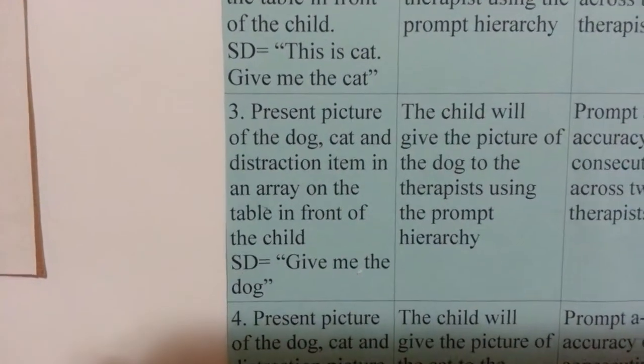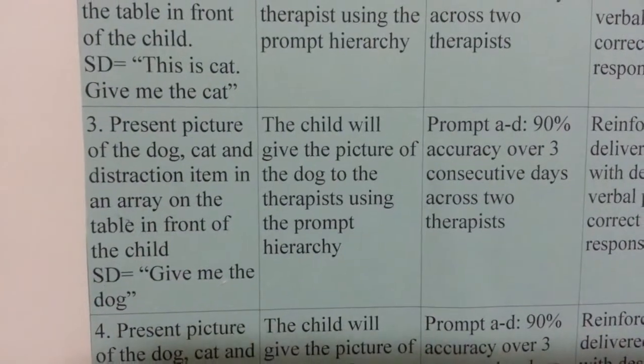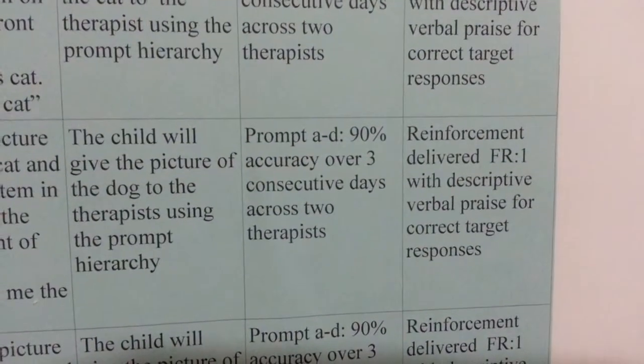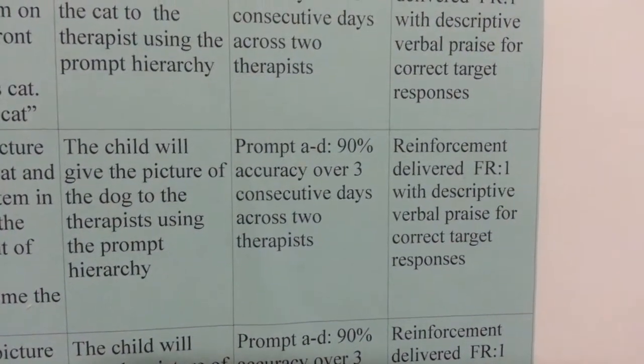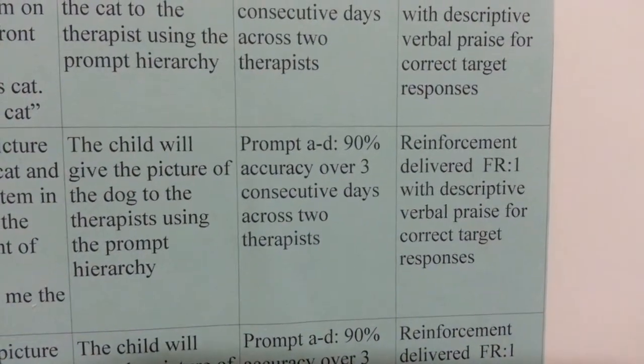The SD for this step is, "Give me the dog." The child will give the picture of the dog to the therapist using the prompt hierarchy. Again, it's 90% accuracy over 3 consecutive days across 2 therapists. Reinforcement is delivered each correct target response.